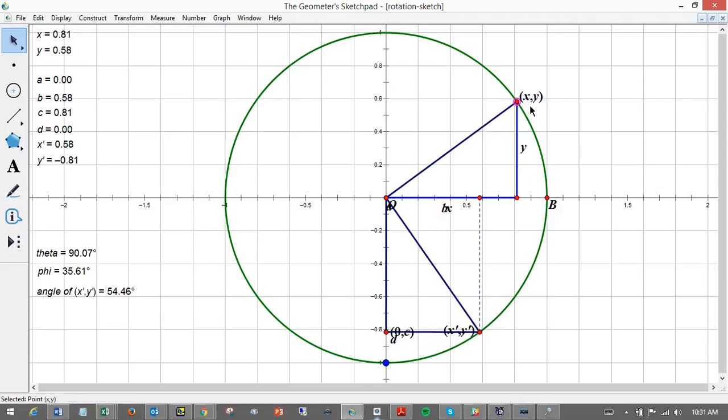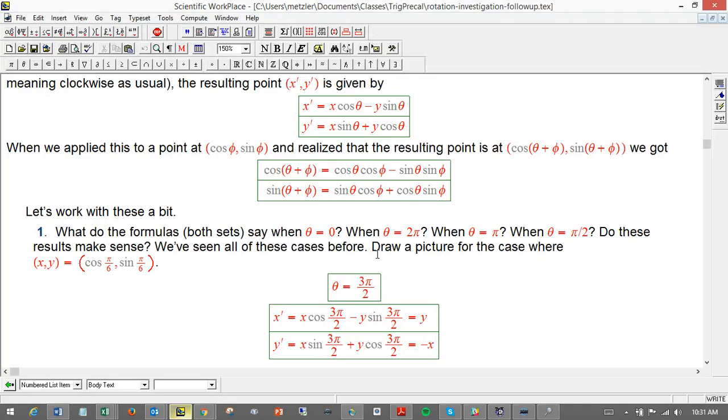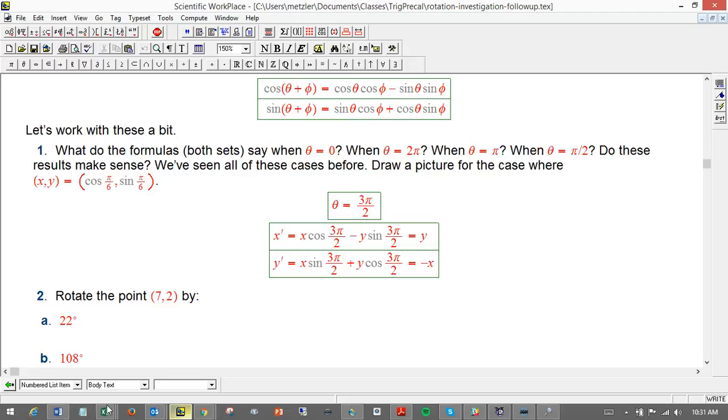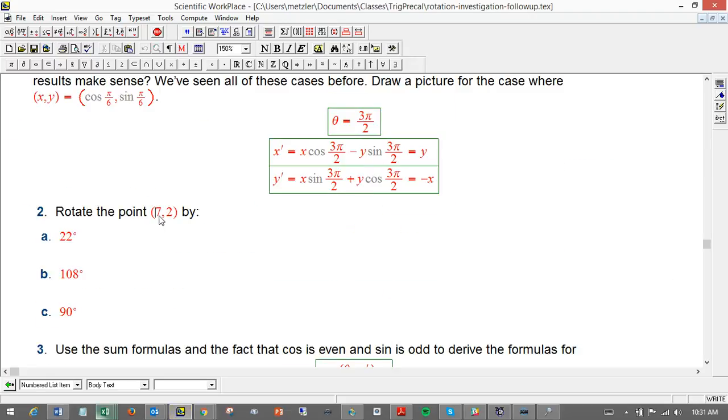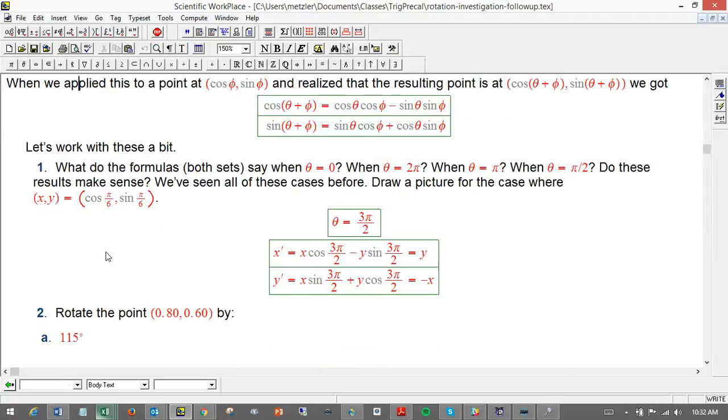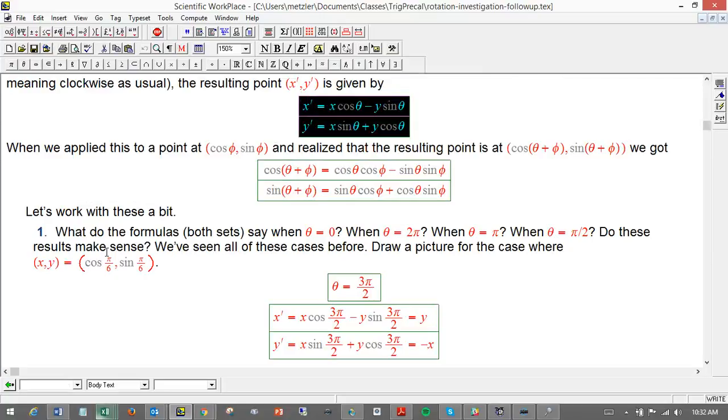Okay, so let me take it back to 0.8, 0.6. Now I just want to do one more real quick. So here's a question that you're going to be doing. Rotate a random point. It doesn't actually have to be on the unit circle. The rotation formulas apply to any point in the plane. I'm going to ask you to rotate 7,2 by 22 degrees. So let me use that same point to have the sketch of it. It happens to be on the unit circle, but that's not really important for the rotation formulas. Let me rotate it by 115, for example. Not super hard. It's really about plugging into these master formulas again.